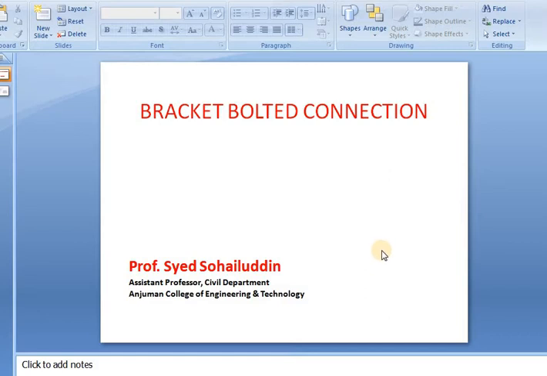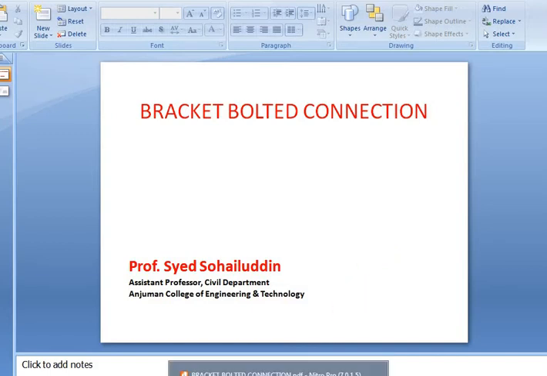In today's problem we will find out the number of bolts. In previous lectures we did not find the number of bolts; we just took the load taken capacity of the bolts and checked whether it is safe. But in today's lecture we will actually find out the number of bolts required for a bolted connection. So a little bit more steps are required in order to find the number of bolts required for bracket connections.